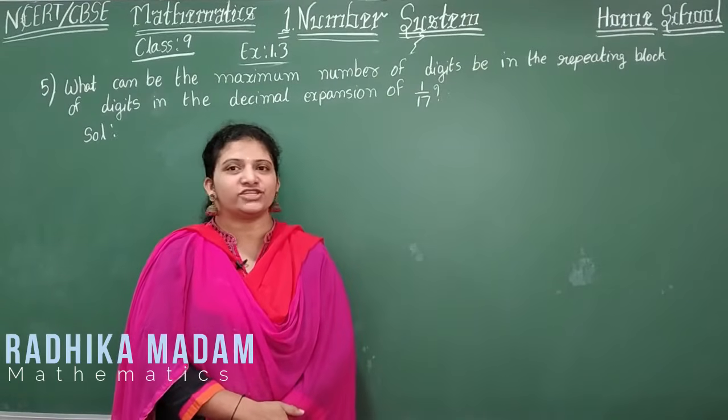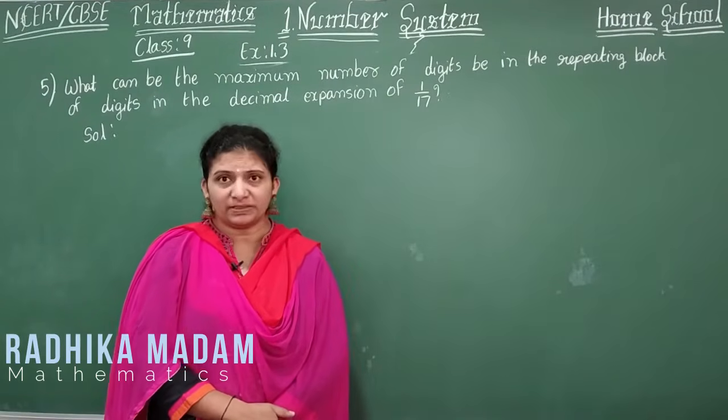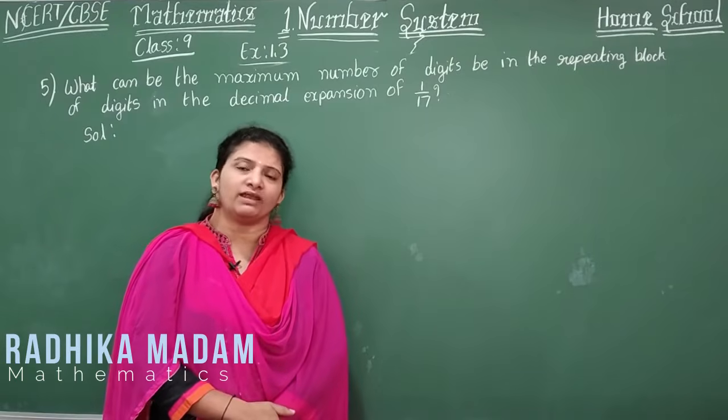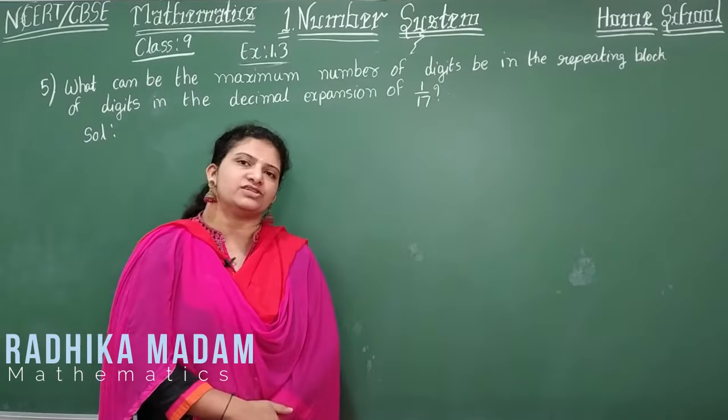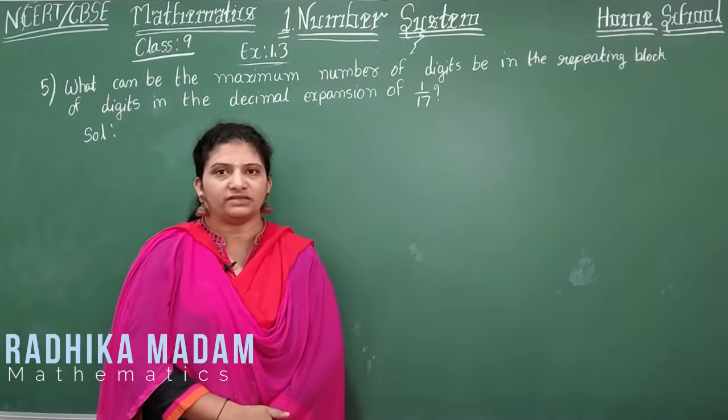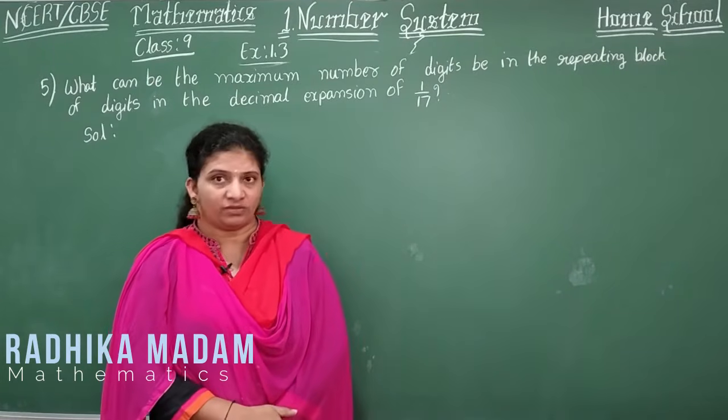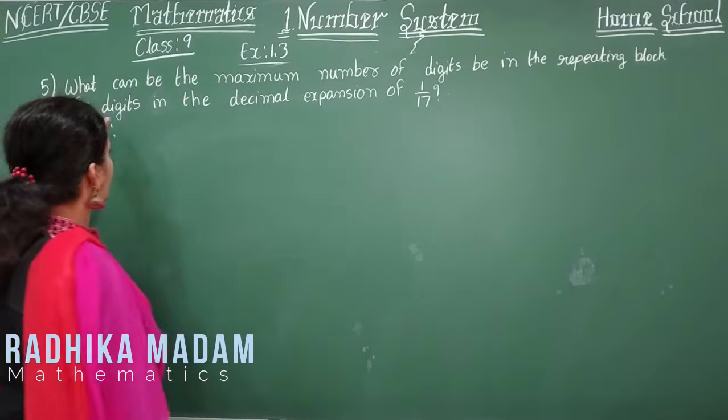This is your next session of your number system, exercise 1.3, 9th standard NCERT or CBSE syllabus. In the last session, we have completed up to 4 mains. We are going to start with the 5th main now. So, what's your question here?